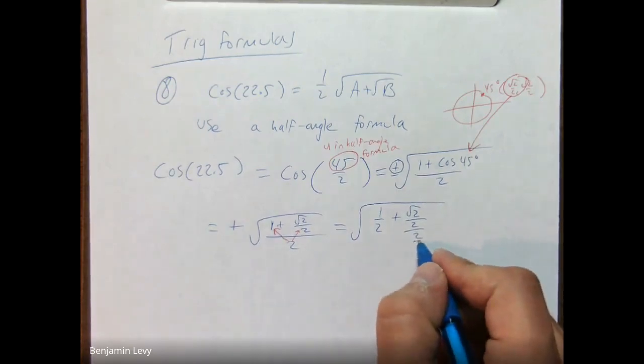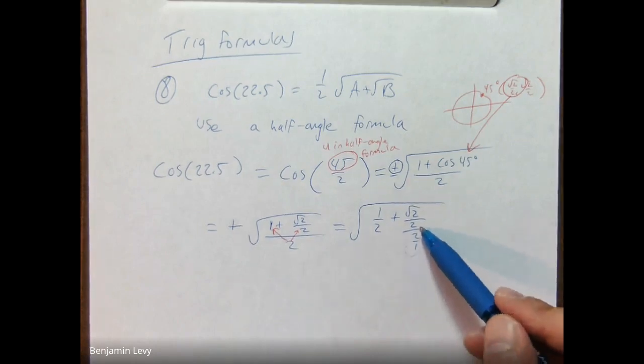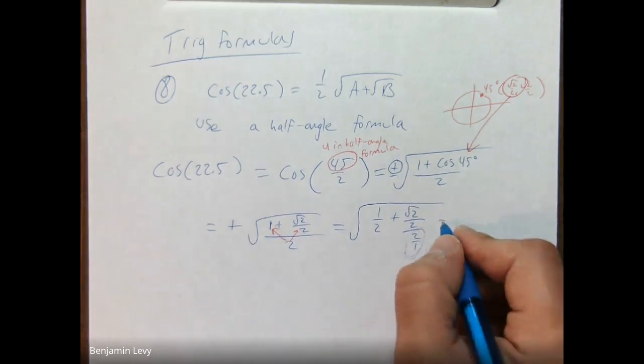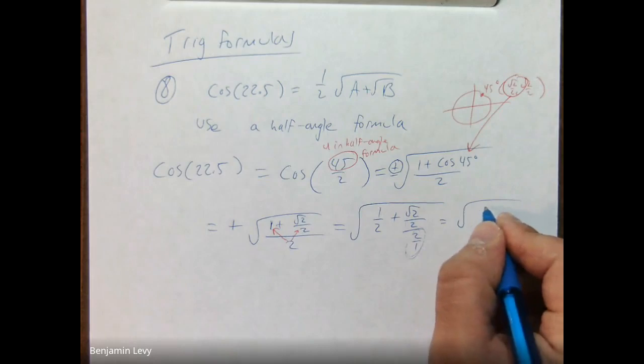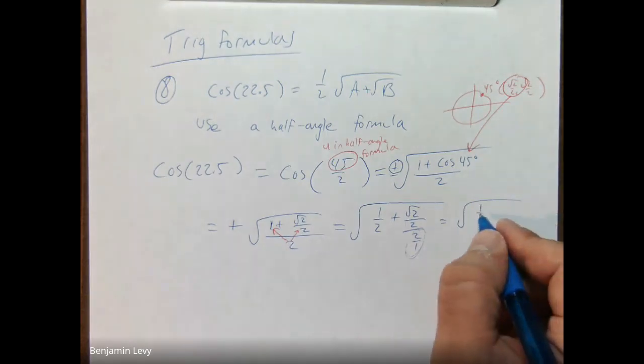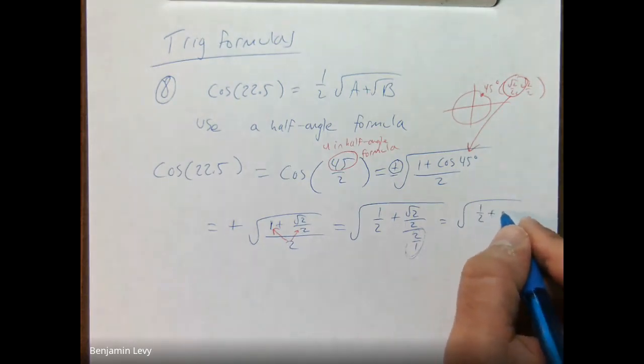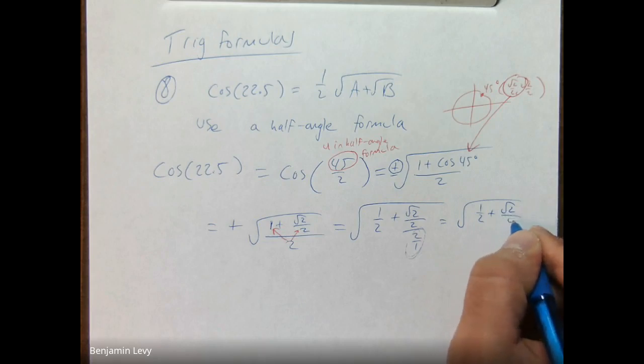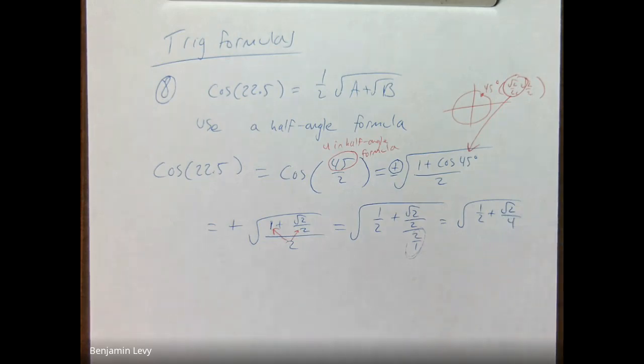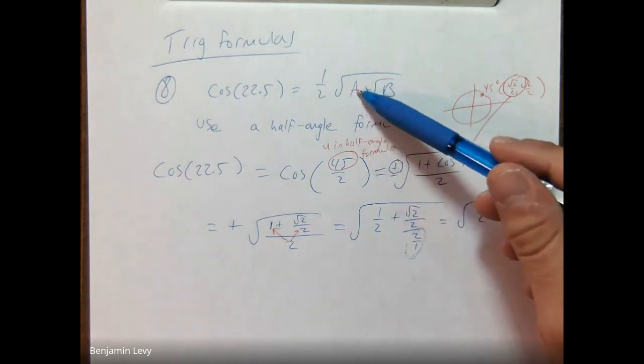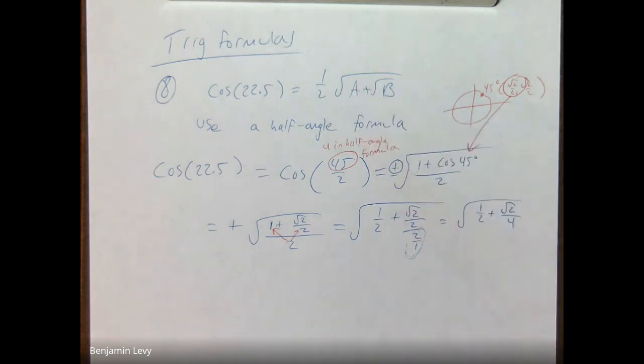And this is like a 2 over 1, and so you would flip this bottom one and multiply it by the top. So this is really 1/2 plus square root of 2 over 4. Question so far? We don't quite have it looking like this, but we're on the right track here.